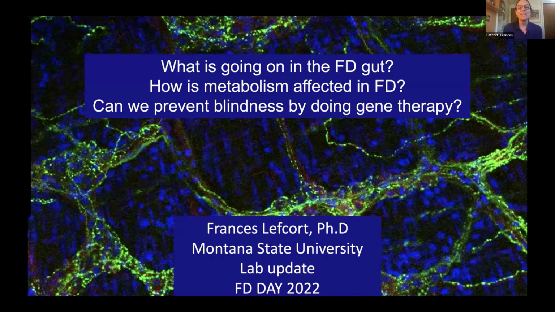One, very quickly, talk about what's going on in the gut in FD and in metabolism in FD. And this photograph here, which was taken by my lab, shows some of the neurons in the gut of a mouse, but our gut would look very much the same. And the other big question we've been working on is means for minimizing the blindness that often happens in FD, and as Dr. Kaufman introduced.